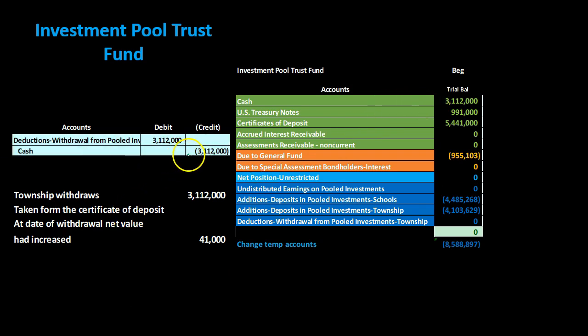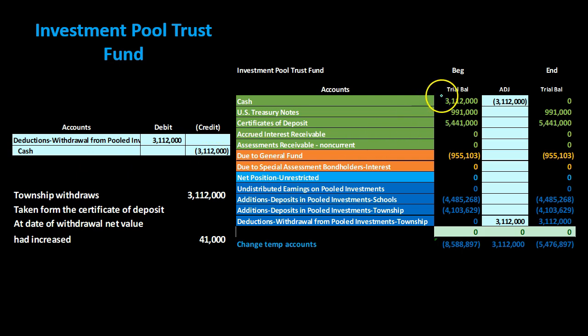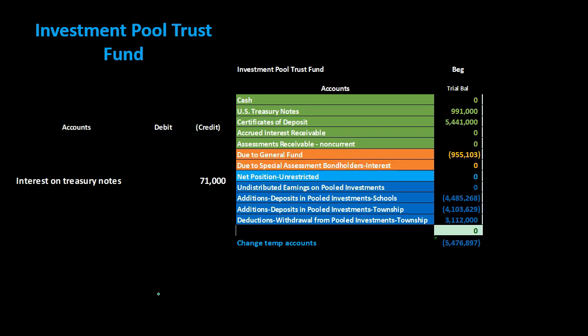We're going to credit the cash to pay out the cash. We're going to debit the deductions, withdrawal from the pooled investments. So with that transaction, cash is going down to zero. We're going to record this down below in basically an income statement, or similar to an income statement, temporary type of account. And that's going to increase from zero up by the $3,112,000. That's going to be for the deductions, withdrawal from pooled investment for the township.